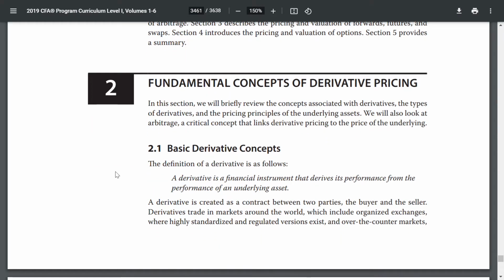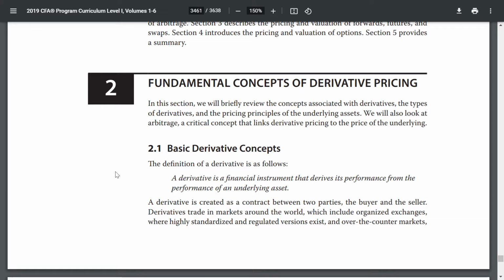Fundamental concepts of derivative pricing. In this section, we will briefly review the concepts associated with derivatives, the types of derivatives, and the pricing principles of the underlying asset. We will also look at arbitrage, a critical concept that links derivative pricing with the price of the underlying, the basic derivative concept.